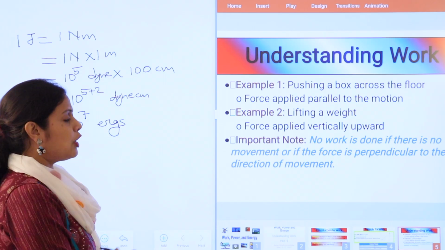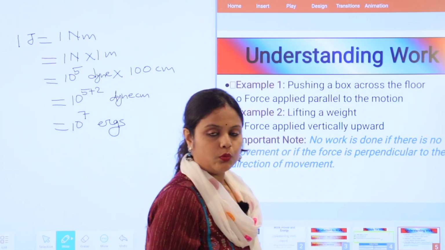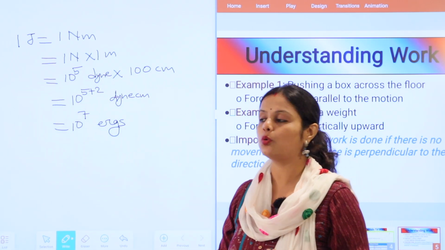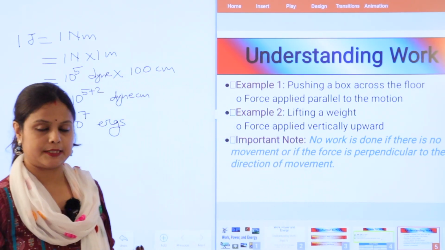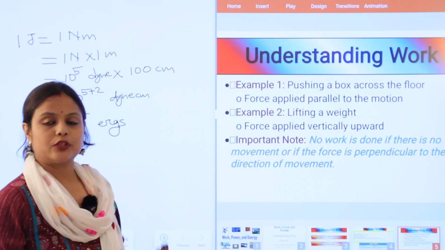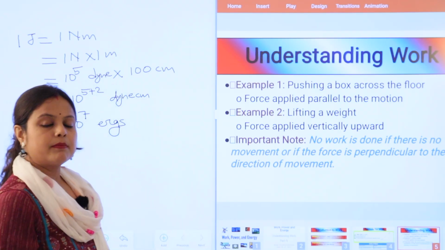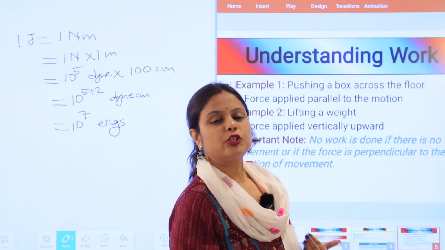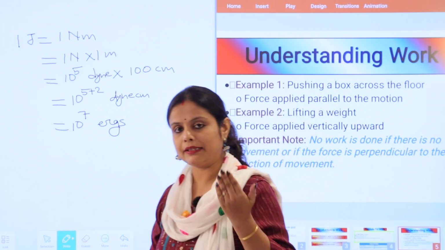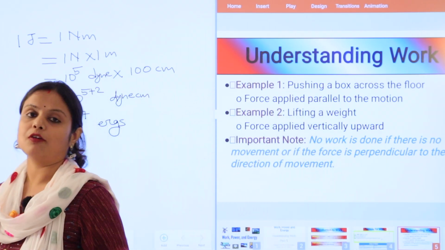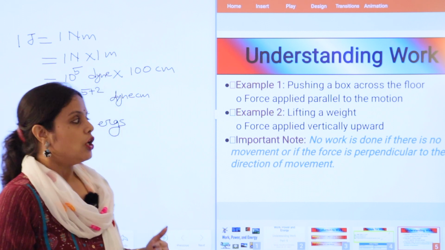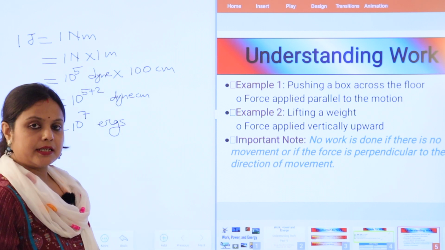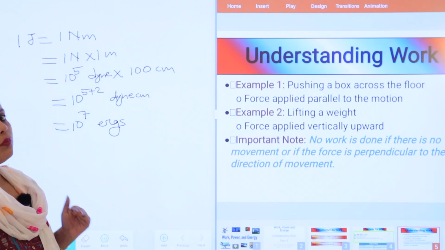Now, as you have already come to know, W is not only F multiplied by S, that is force multiplied by displacement. It is much more than that. It is force multiplied by displacement into the component of the force applied. So cos theta we have to consider. As per the angle theta, the work done we will find out.